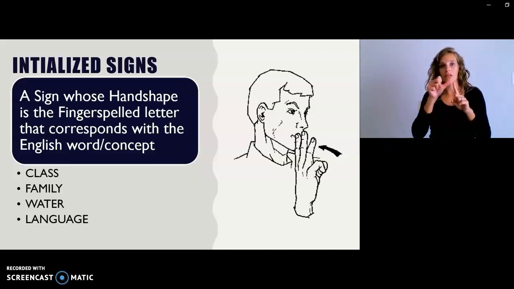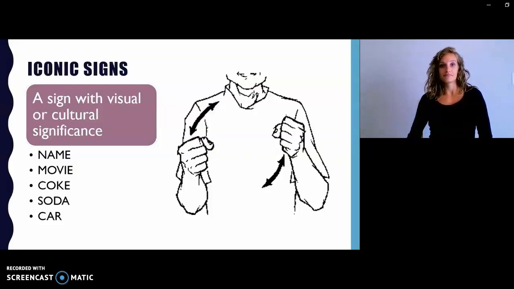Water starts with the letter W, and then we sign water with the hand shape W. And language, again, starts with the letter L, so our hand shape is that L hand shape used to produce the sign language. So all of these are examples of initialized signs.